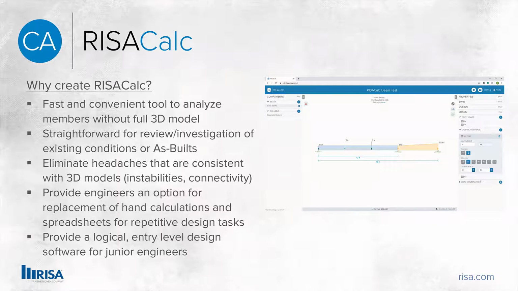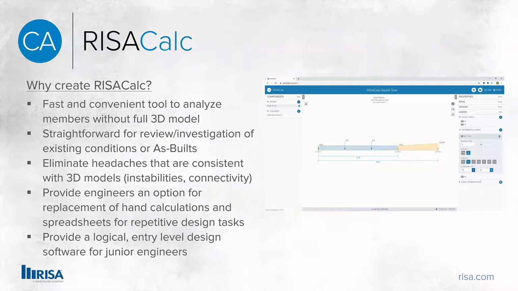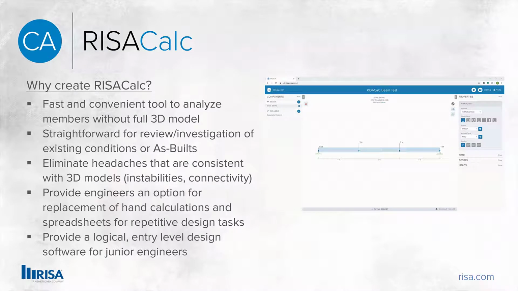Additionally, I think it's a really straightforward approach for the review and investigation of existing conditions. You have to analyze an existing joist or an existing composite beam, and you know what it is, you know what the drawings tell you, but you need to add additional loads there and check to see if that's okay. You don't want to build a full model for that. It also eliminates some of the headaches that come with 3D models. You may have instability problems, connectivity problems, or problems with whether you have the right boundary conditions. In those cases, having a simplified interface and a single-member approach eliminates those things.